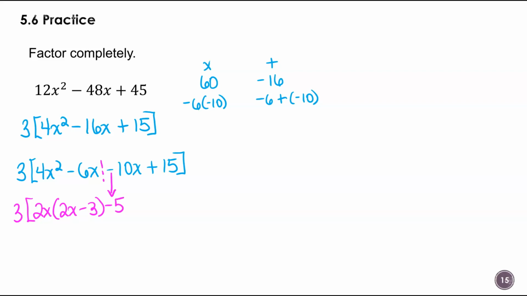Remember, that sign has to be here. So that leaves me with 2x minus 3. And then I can write this in factored form. So 3 times 2x minus 3, my common binomial, and then my other binomial is 2x minus 5. And now we have it in factored form.